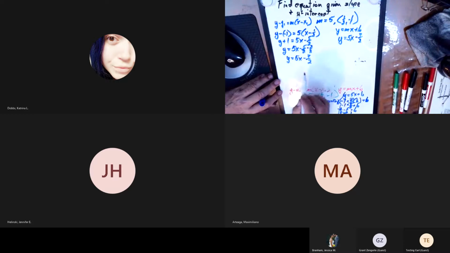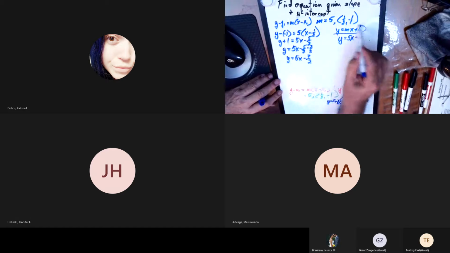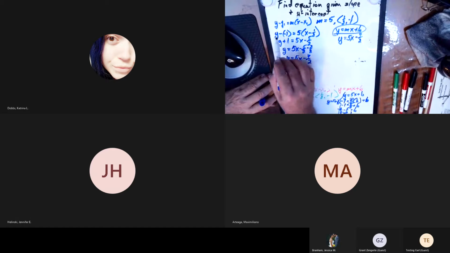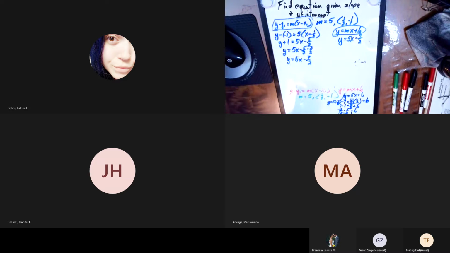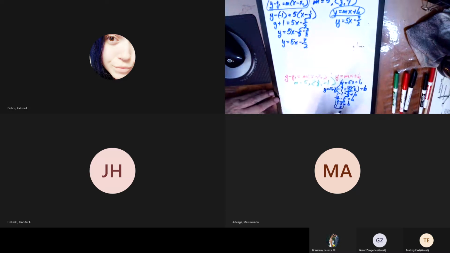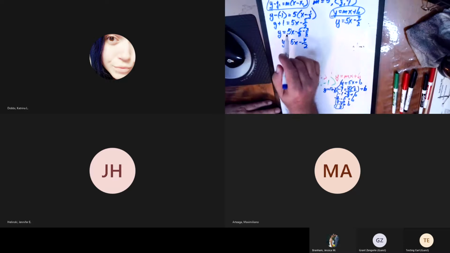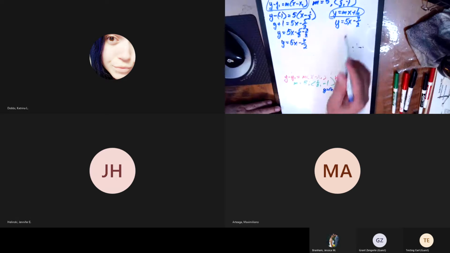So it doesn't matter which method I use. I can use the y equals mx plus b form. I can use the point slope form. And they both do a good job. I don't know which one is better. Some problems, the point slope method works better. Some problems, the slope intercept form works better.